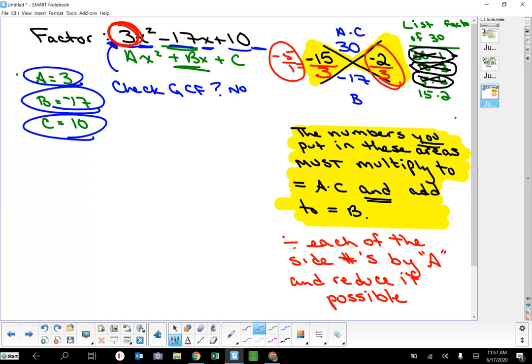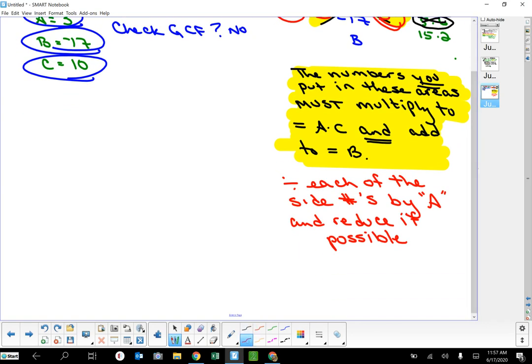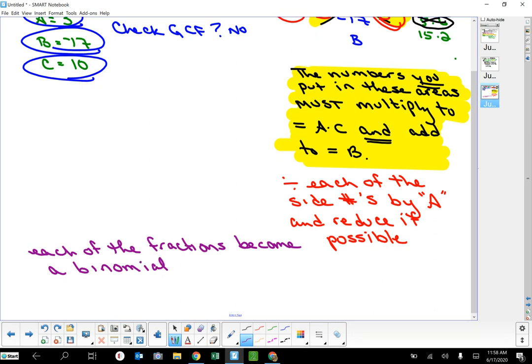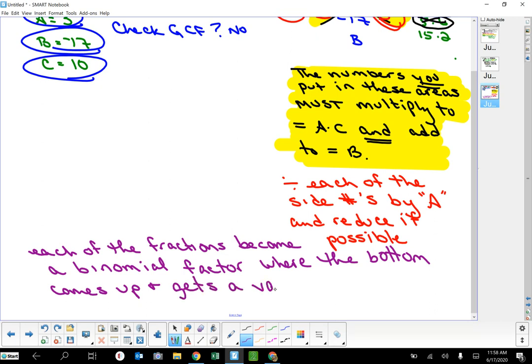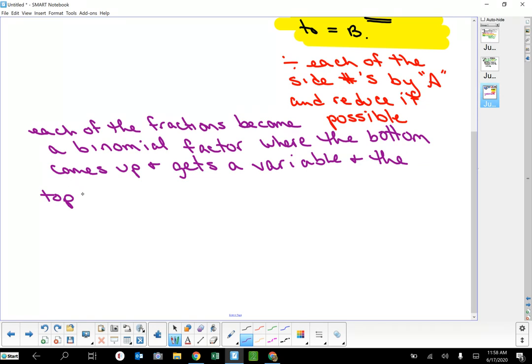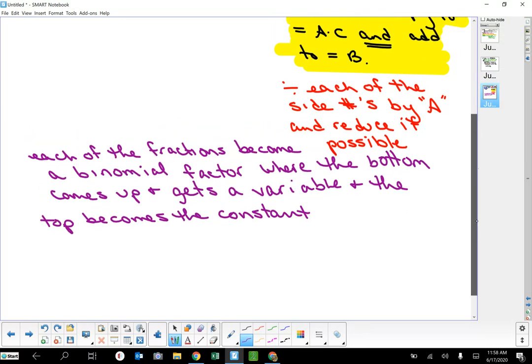And here's how we're going to use those. Each of those fractions becomes a binomial factor, where the bottom or the denominator comes up and gets a variable, and the top or the numerator becomes the constant. Okay, take a look at that statement because that's a big statement.